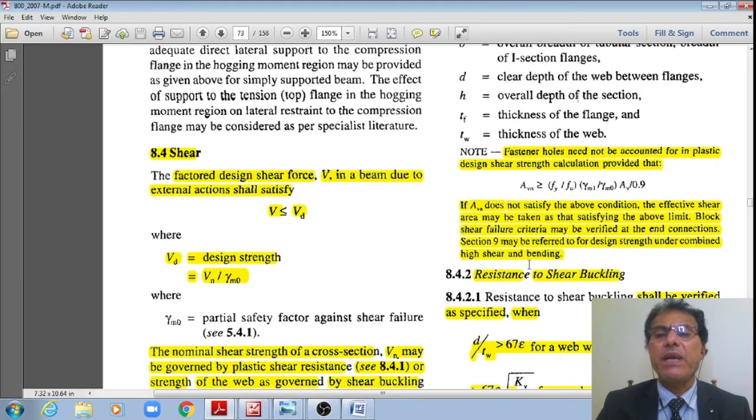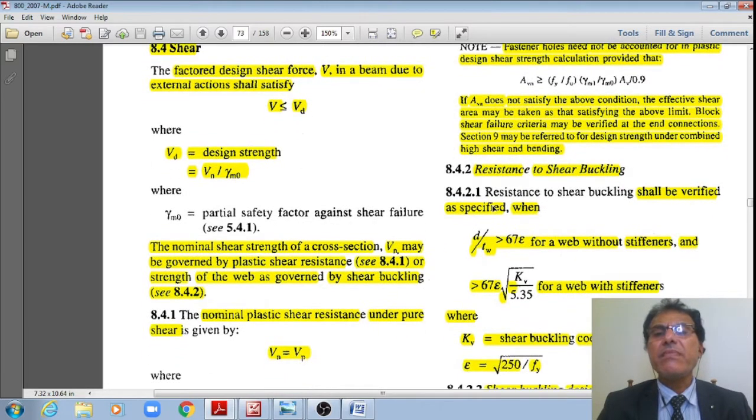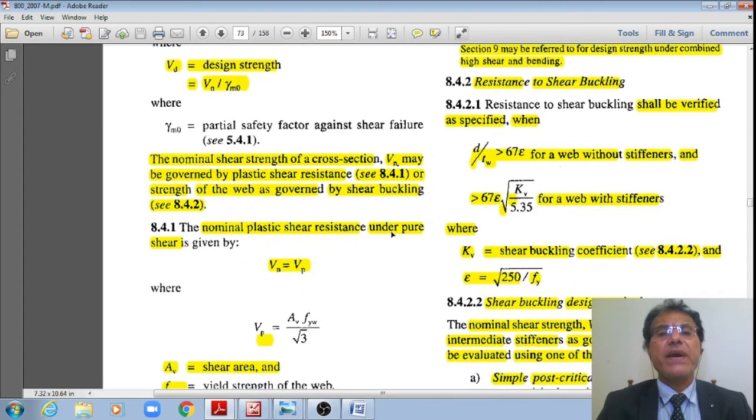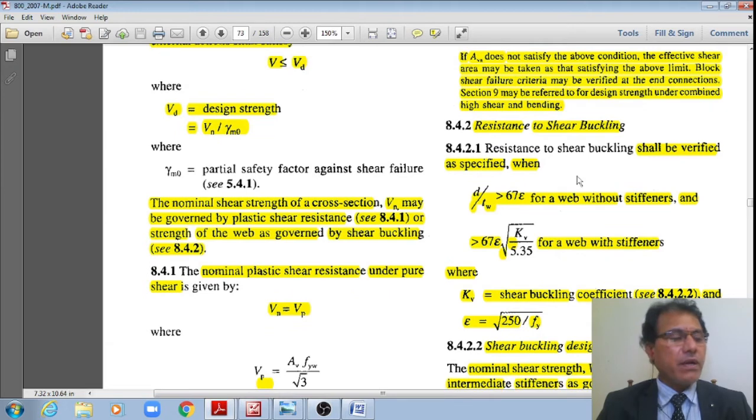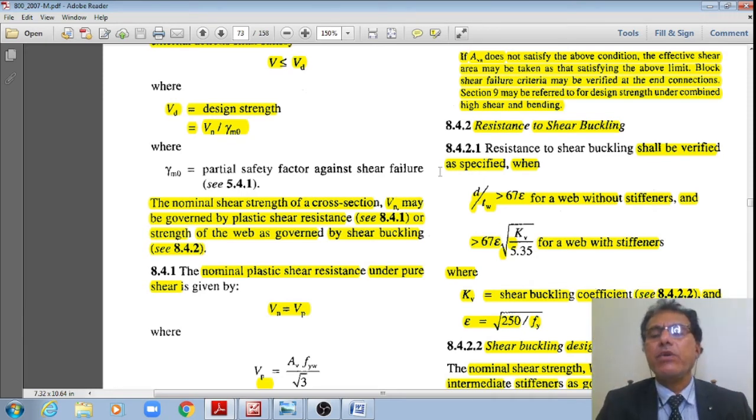I'll just skip that one. And the next one is the resistance to shear buckling. The resistance to shear buckling shall be verified as specified. It means if the web is buckling due to the shear, then whether it will buckle or not, that we need to check.